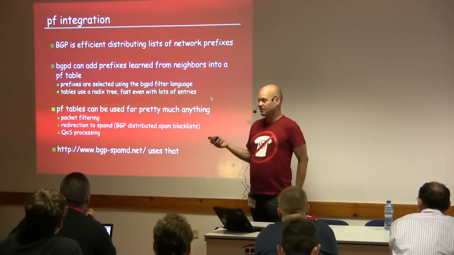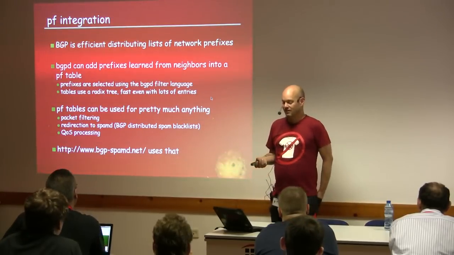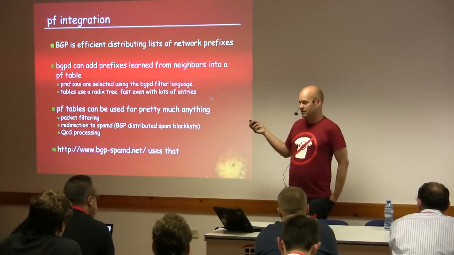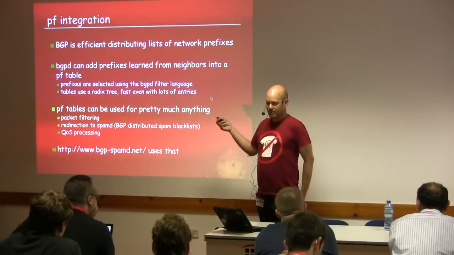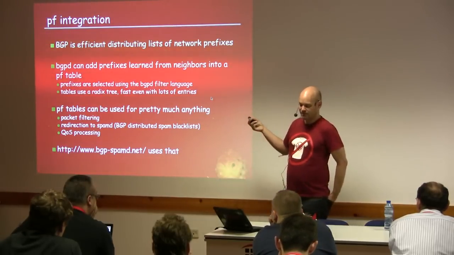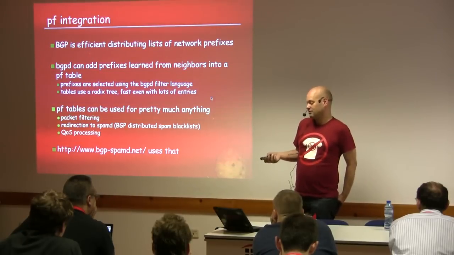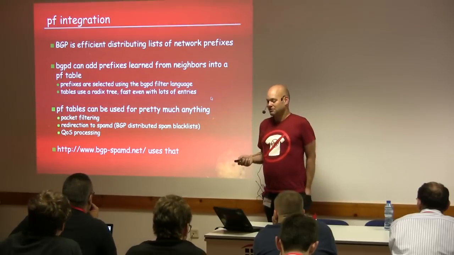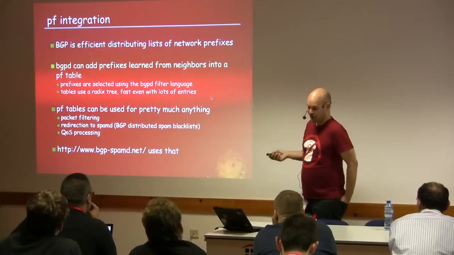You can filter based on that information. You can redirect packets based on that information. That's what's being done in the spam blacklist distribution case. You also can do quality of service processing if you want. Opens up some pretty interesting options.